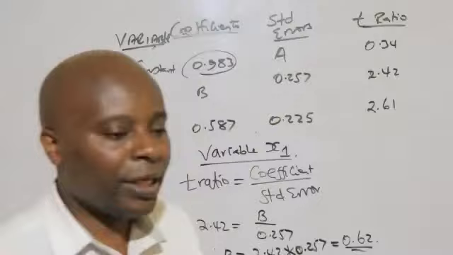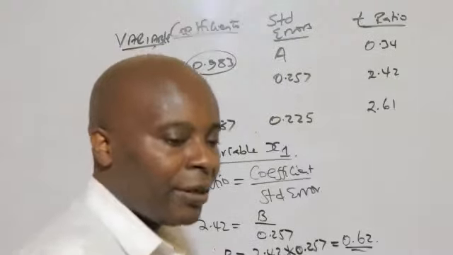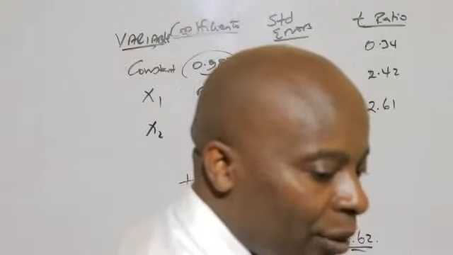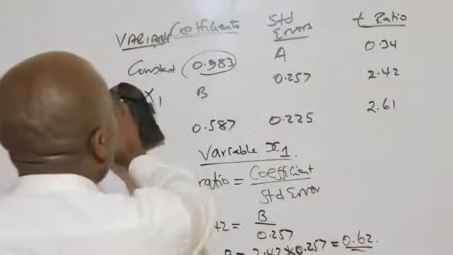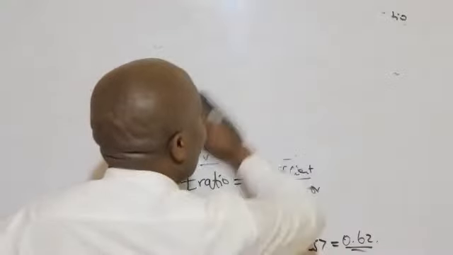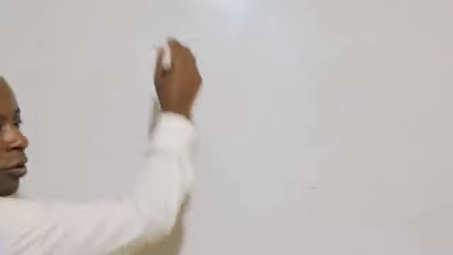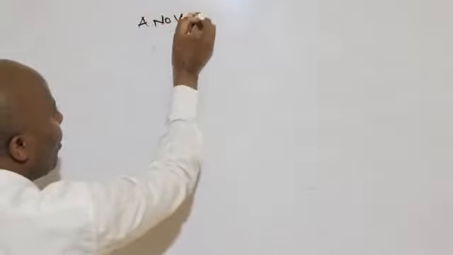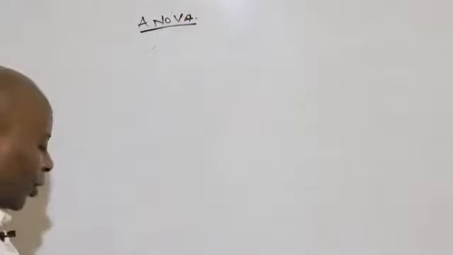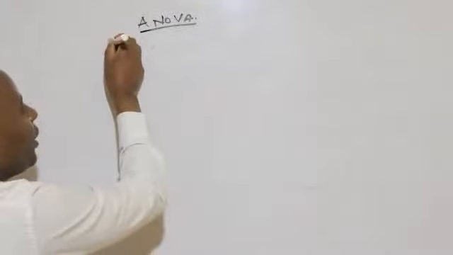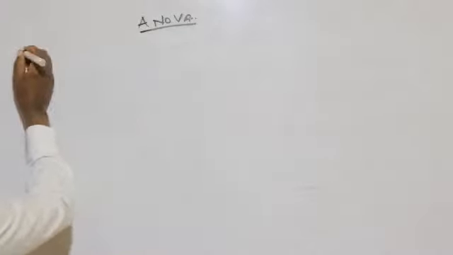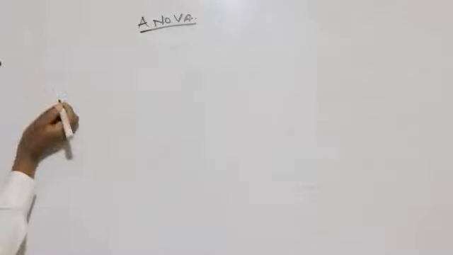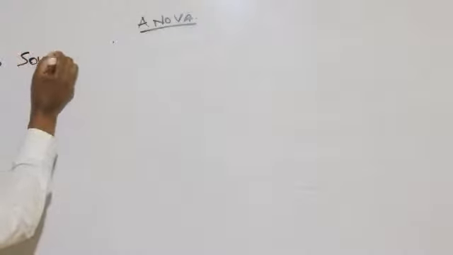ANOVA table stands for analysis of variance. So we have here the ANOVA table. Under the ANOVA table, of course, I will be interested in the sources of my variances, the types of variances.